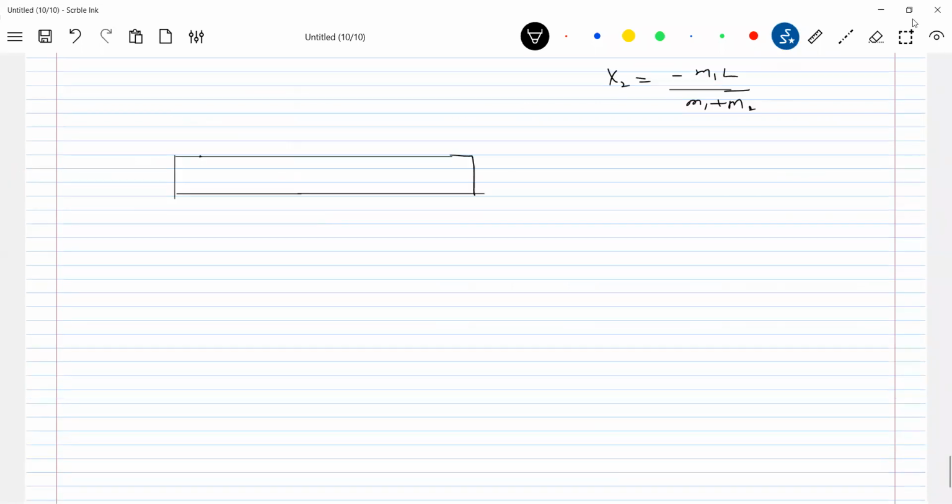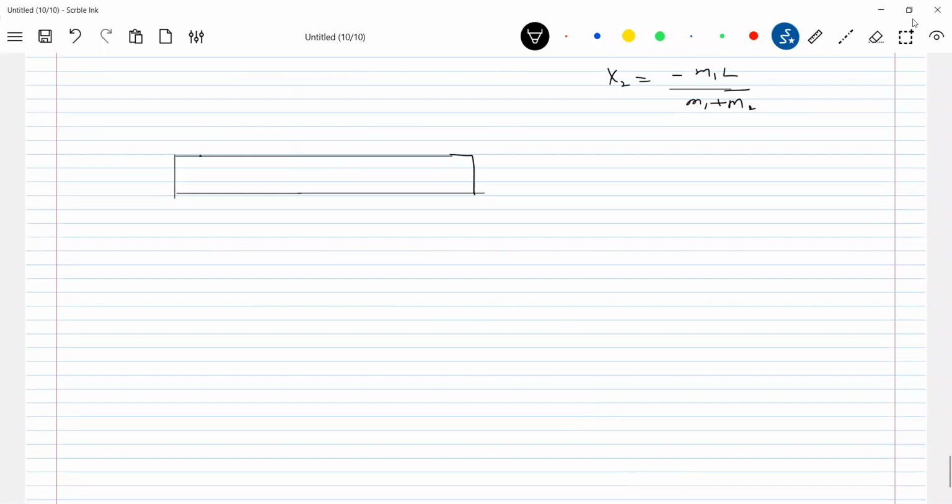Okay, let me give one more case. So there are two persons. Let me call them M1, M2, and there's a plank, let it be M3.